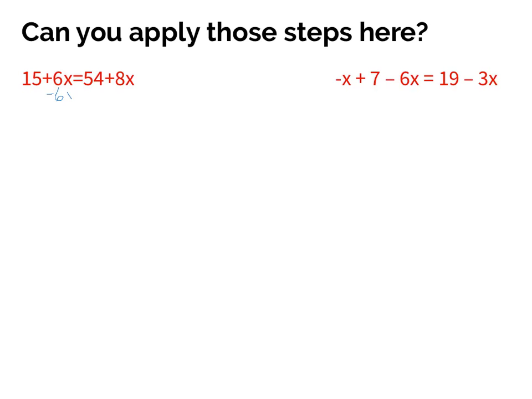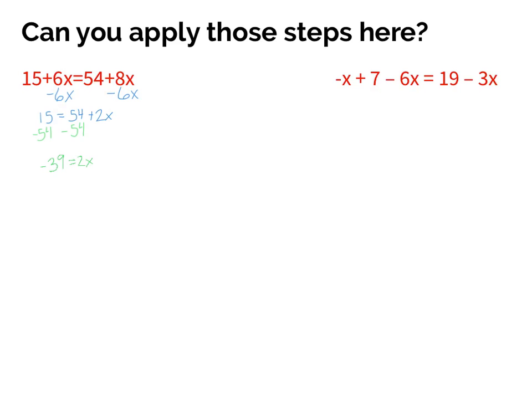And we see that 6x is smaller. So we're going to move 6x over here, which will give us an equation of 15 equals 54 plus 2x. The next step that we're going to do is we're going to move the constant, which is a negative 54 in this case, over to the side with the 15. That is going to give us a negative 39 equals 2x.